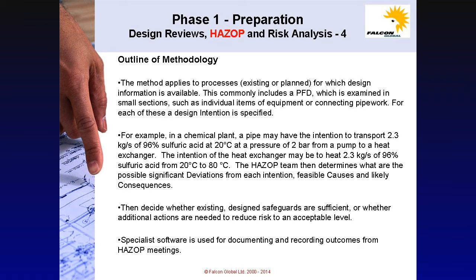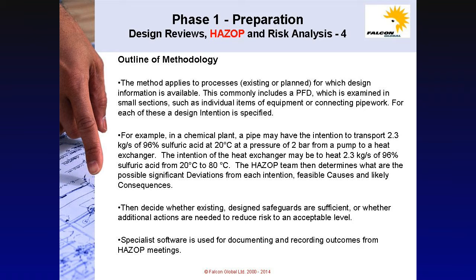For example, in a chemical plant, a pipe may have the intention to transport 2.3 kilograms per second of 96% sulfuric acid at 20 degrees Celsius at a pressure of 2 bar from a pump to a heat exchanger. The intention of the heat exchanger may be to heat 2.3 kilograms per second of 96% sulfuric acid from 20 degrees Celsius to 80 degrees Celsius.